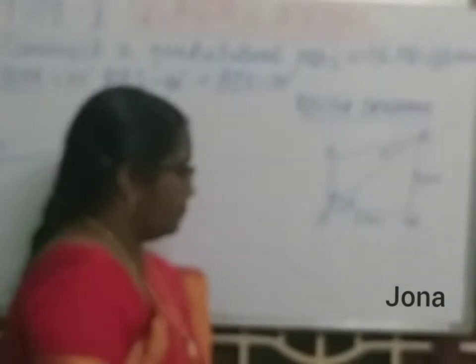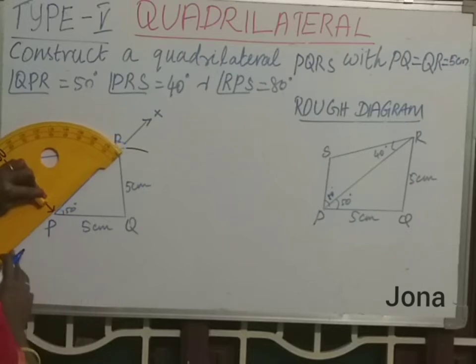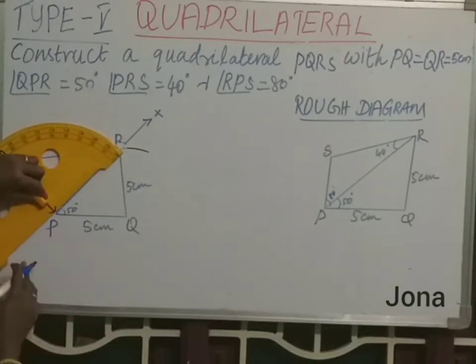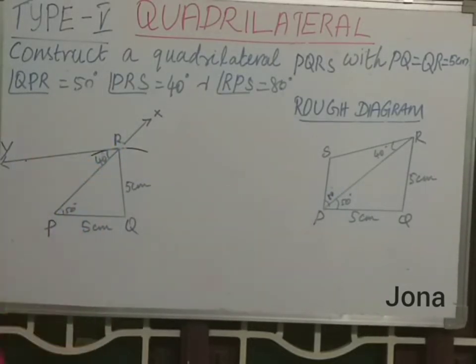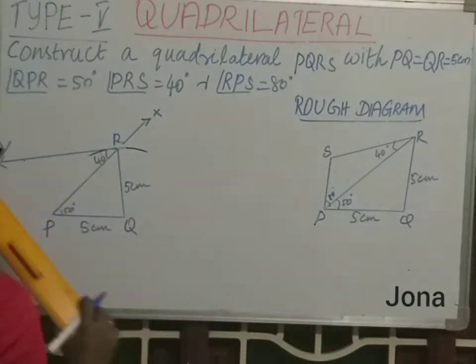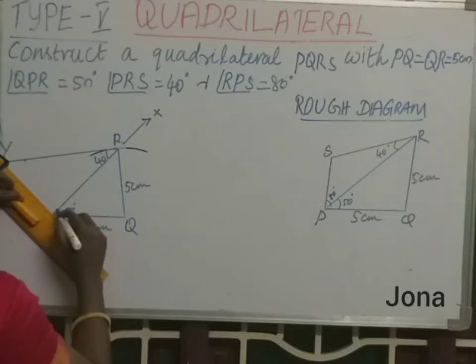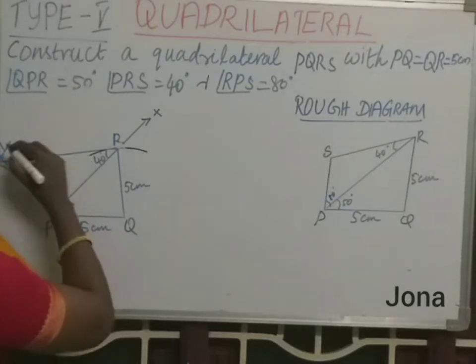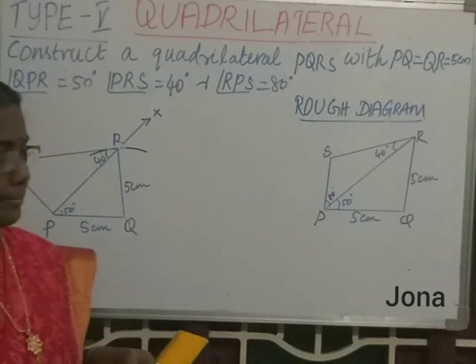And then again here 80 degree, the angle RPS is 80 degree. So again we have to keep the protractor at the point P, and here I want to take 80 degree. So it will be here like this. So I want to join this. So name this as Z. So that is Z here.